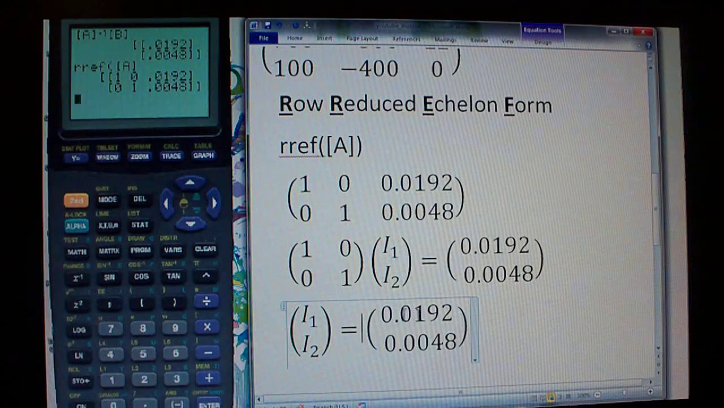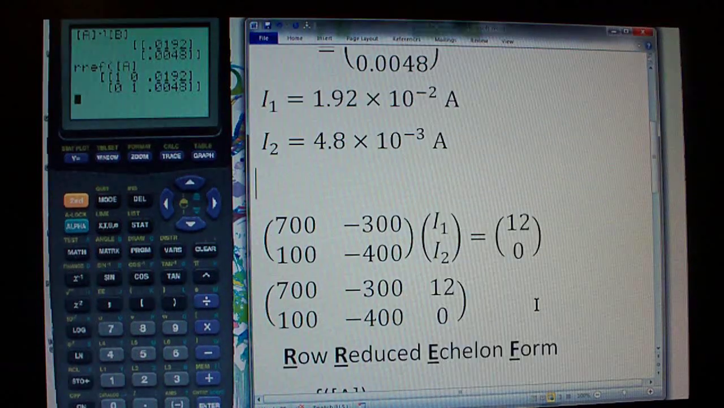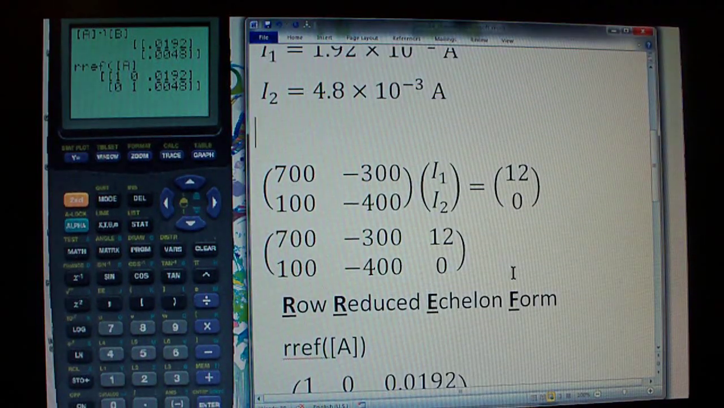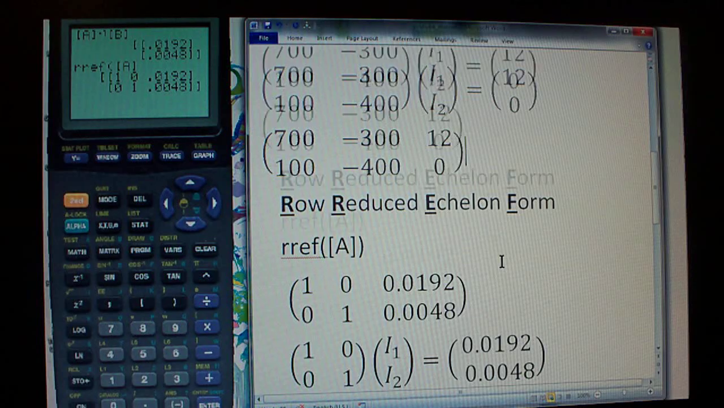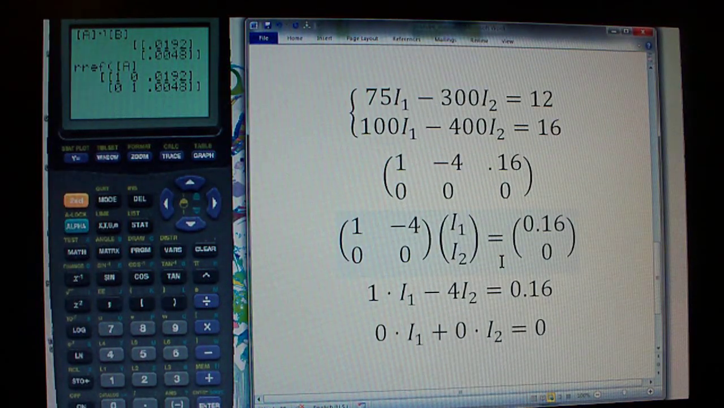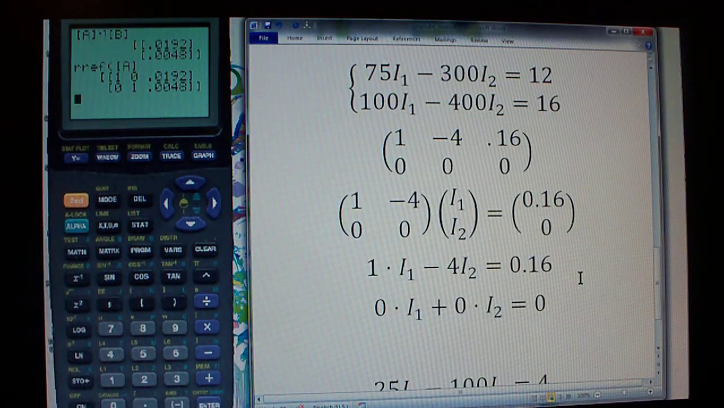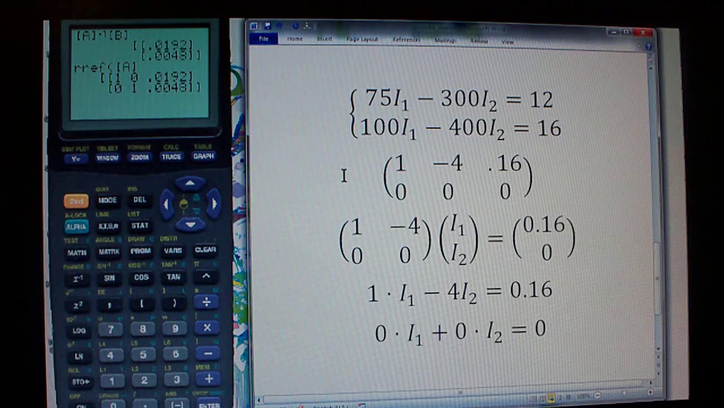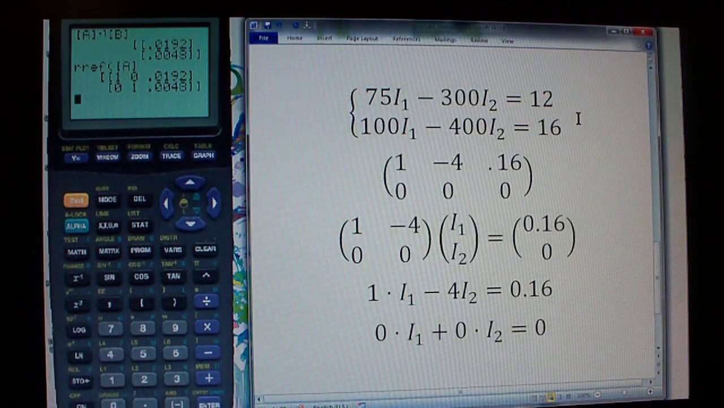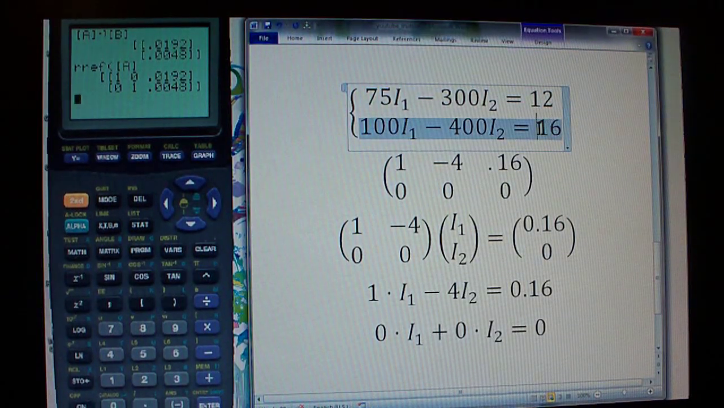So the result that you get from row reduced echelon form is exactly the same as what we got before. And the advantage is that you get to use just a single matrix rather than two matrices. Now there's another reason why you want to use row reduced echelon form rather than A inverse B. Let me try to explain using the second example, which is almost the same as the first one. The only difference is this number 75 and 16.